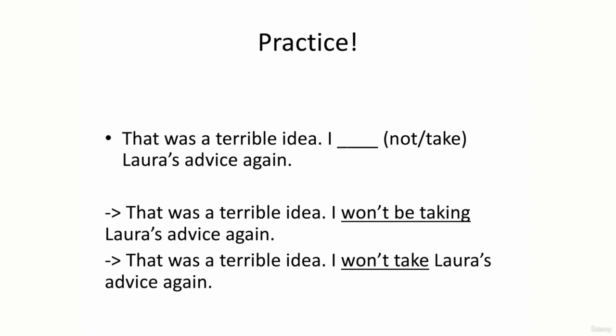In the first example, I won't be taking Laura's advice again implies many times in the future that the speaker will not accept this person's advice. To use the simple future indicates a more punctual decision, that she will singularly not accept Laura's advice again. As we have mentioned in our previous lesson, the simple future and continuous can be used quite interchangeably and are both correct in this situation.